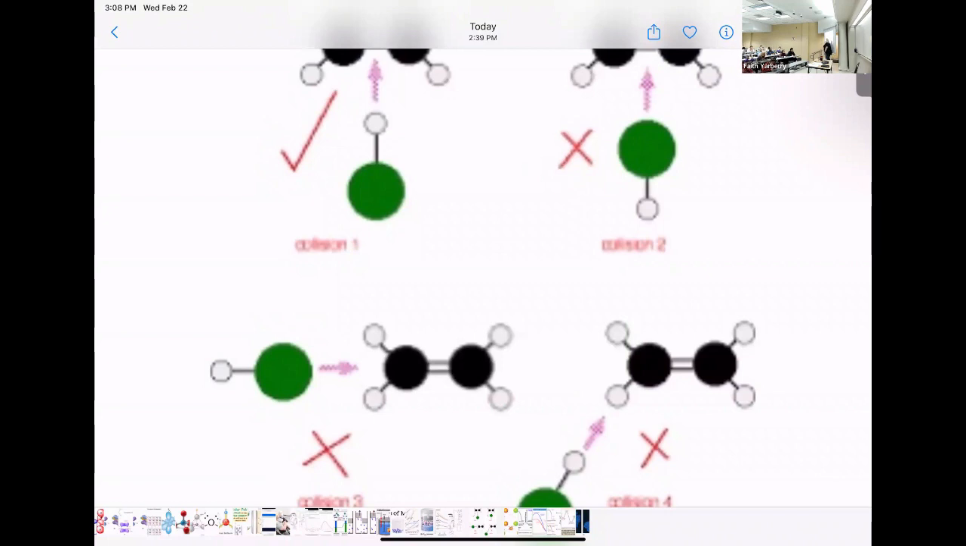If you have the green molecule and it collides with one of the black atoms, if it's not coming in right at that double bond, it's not going to have a proper collision. So again, this is basically illustrating that the molecules must collide with the correct orientation for a reaction to occur. You get any other orientation, the reaction is not going to occur.